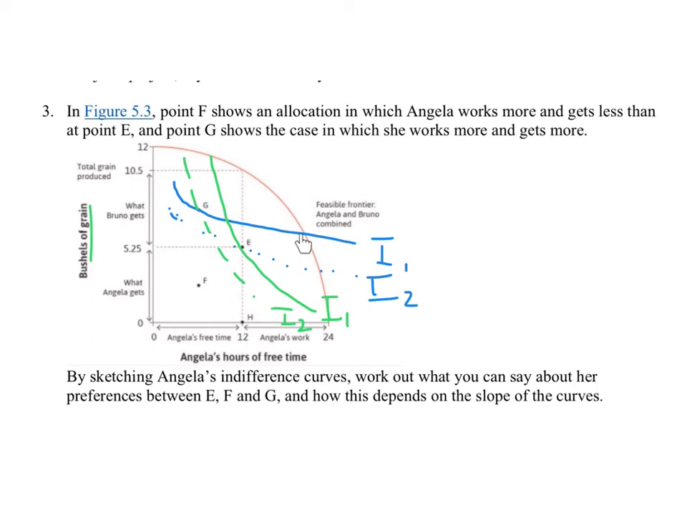On the other hand, if Angela would rather not give up a lot of material well-being for one more hour of free time, remember that the slope of the indifference curve is the marginal rate of substitution. It's how much of the good on the y-axis the person would be willing to give up for one more unit of the good on the x-axis. So really flat means Angela would not be willing to give up but a little grain for one more hour of free time. So again, it depends on the slopes of the curves. Really steep indifference curves, E is preferred. Really flat indifference curves, G is preferred.